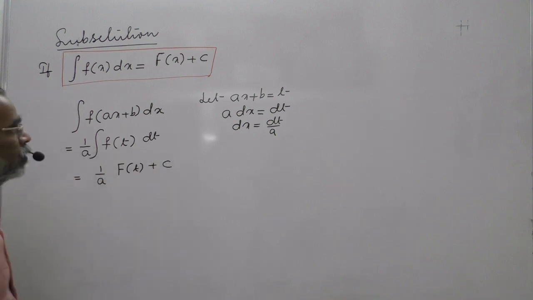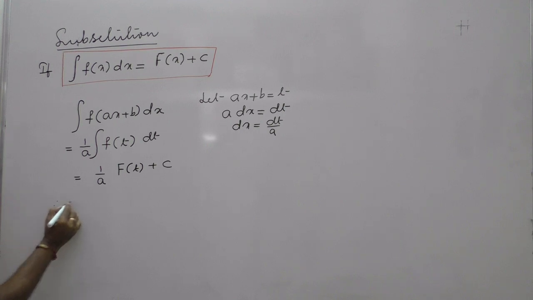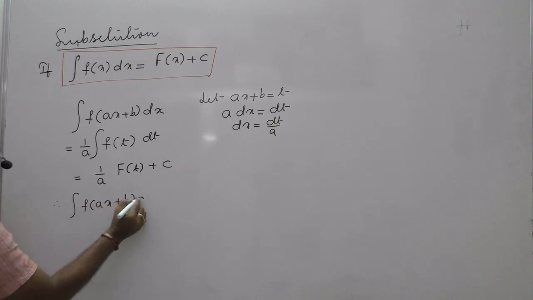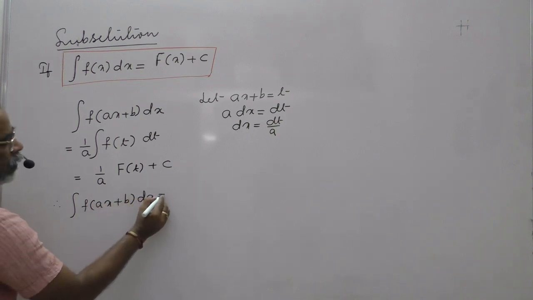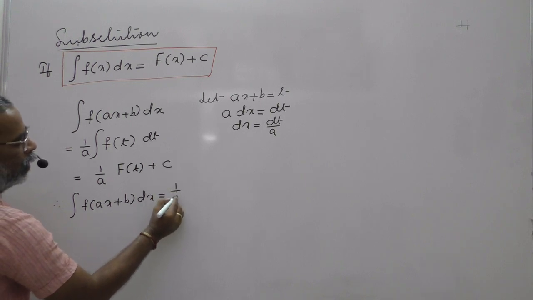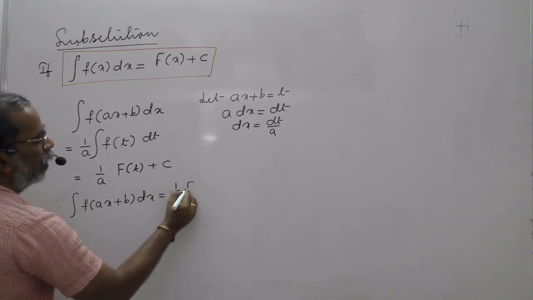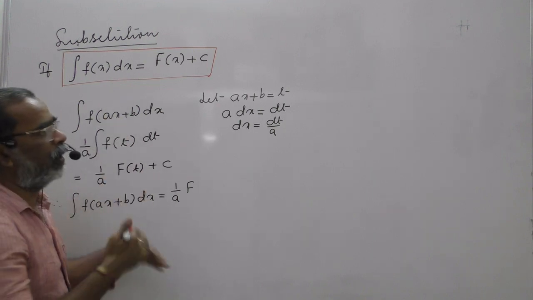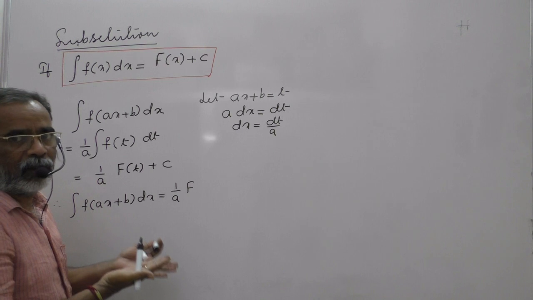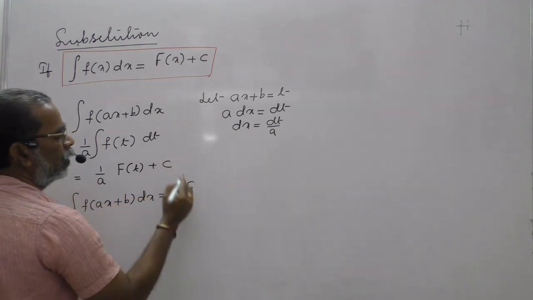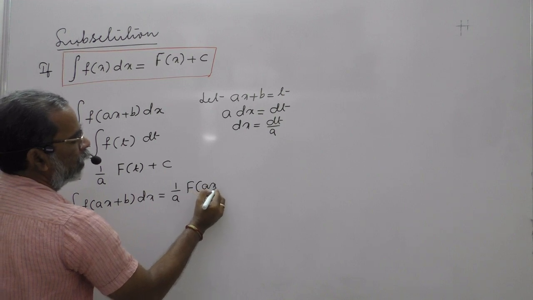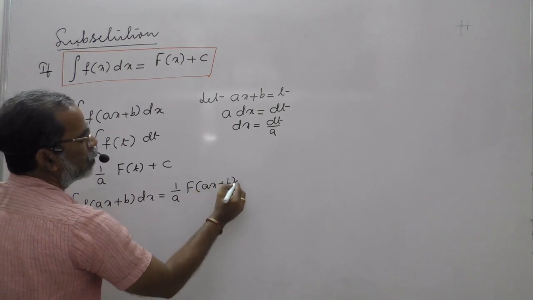F of t plus c. Therefore, the integral of f of ax plus b into dx is 1 by a into capital F of t. But in the question, t has not been given. We have introduced t, replacing the original x. What is t? T is ax plus b, plus c.